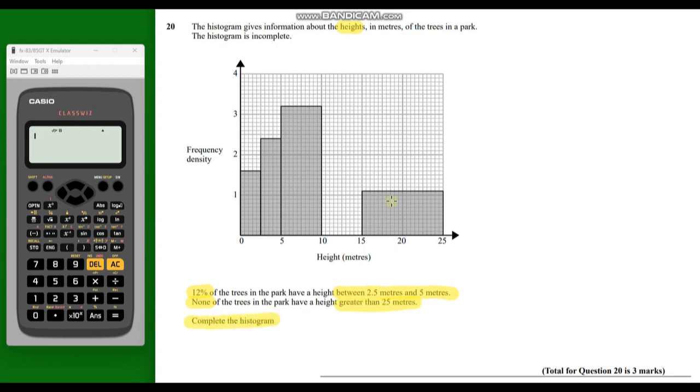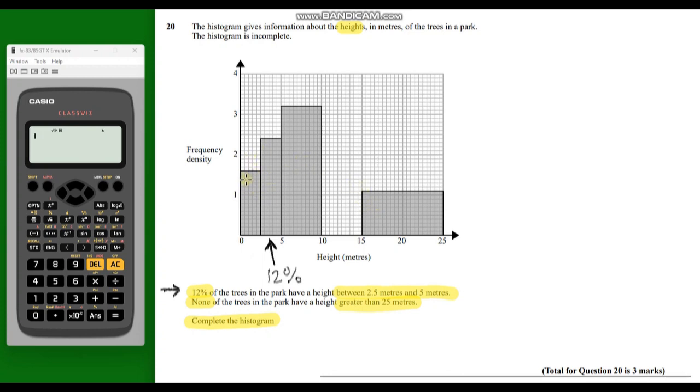Complete the histogram. So first of all, let's just go through what this histogram is showing us. You can see we've got height along the x-axis and frequency density along the y-axis. And inside these rectangles, the area of the rectangles is going to represent the frequency. We can see this statement here, it says 12% of the trees in the park have a height between 2.5 metres and 5 metres. So that is this category here. Whatever we find for the frequency in this box, that represents 12% of the total. So we just need to bear that in mind. So let's go through each of these rectangles and calculate the area.